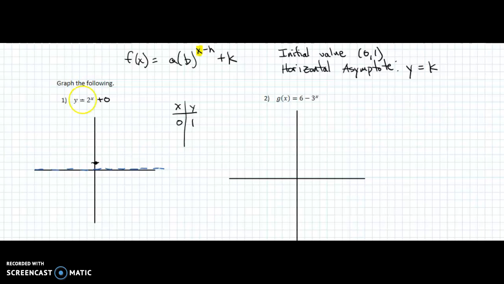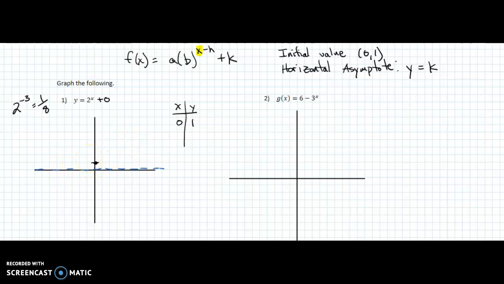If I plug in 2 to the, let's say, negative 3, well, negatives just move things to the other side of the fraction if they're in the exponent. So this value, y, is never going to be negative. It'll get really close, and it can't even be 0. It can get really close, but never actually get there. So it's always going to remain above the x-axis.